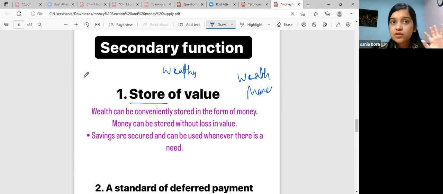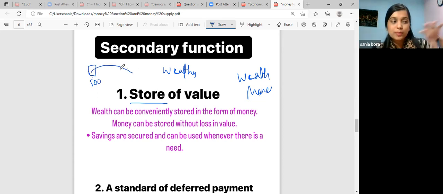See, for example, earlier there was a barter system. You cannot store your product, right? Because after some time, they will expire or be rotten. They will be stale, right? But money can be stored without loss. For example, you purchase this mobile phone for 500 rupees today. After 5 years, when you wanted to sell it, the value of your mobile phone was 200 rupees. There was a loss in value. Why? Because at that time it was the latest, but after 5 years there will be more latest mobile phones in the market. So the value of your mobile phone will be less.